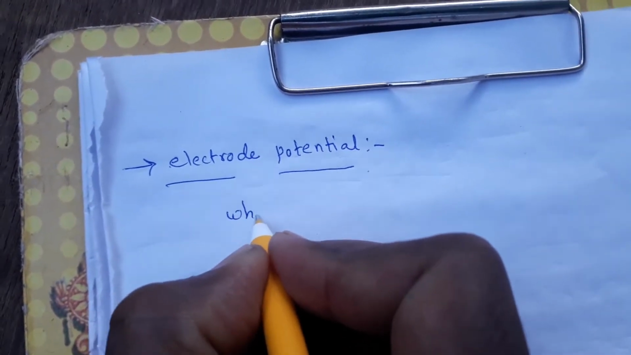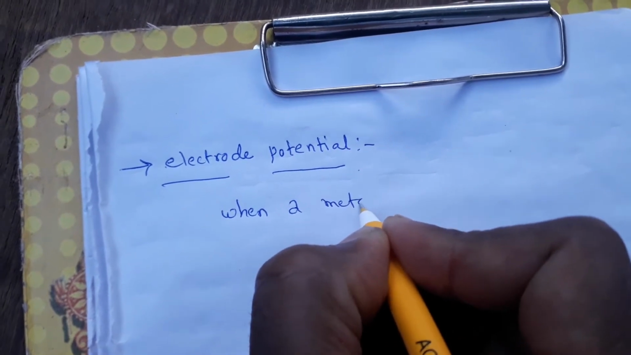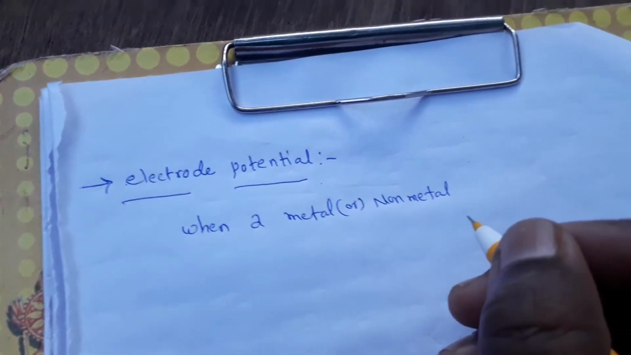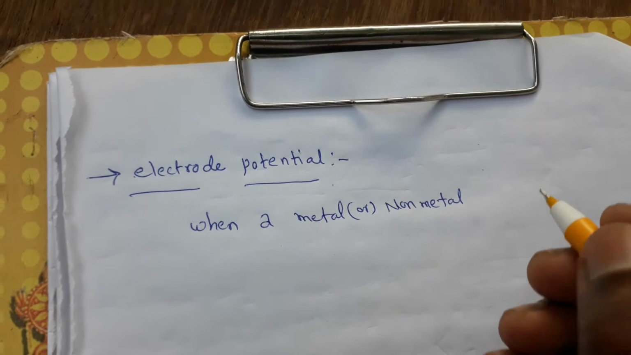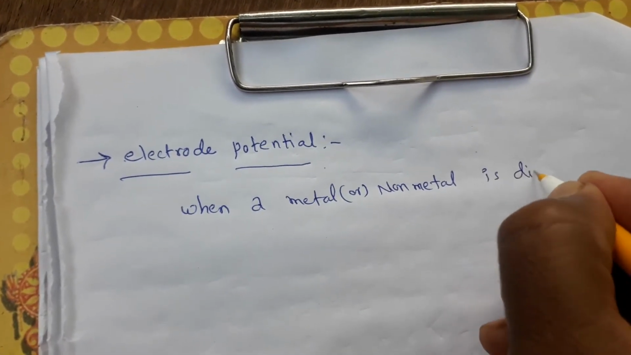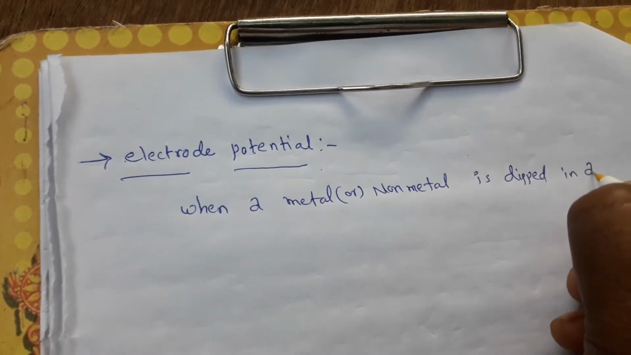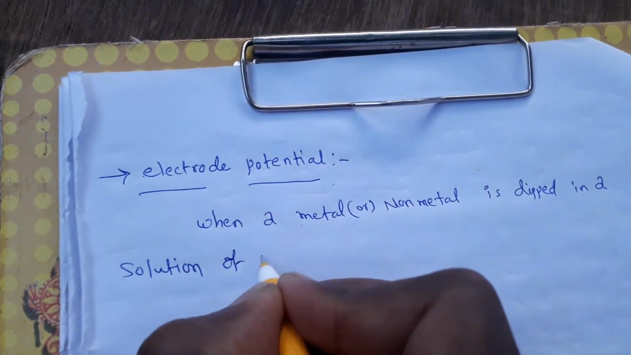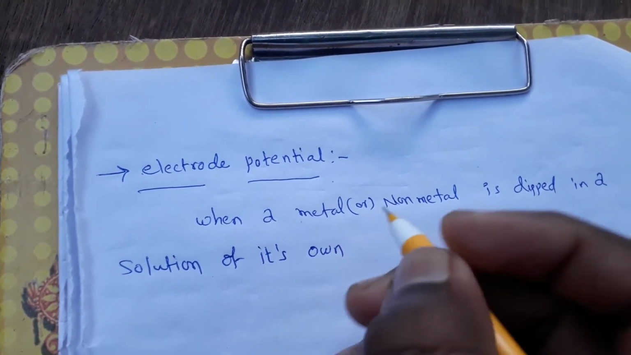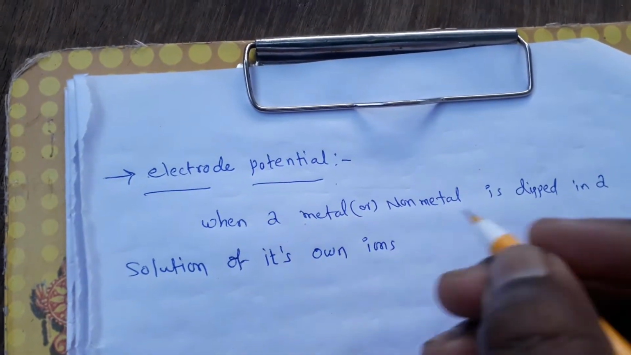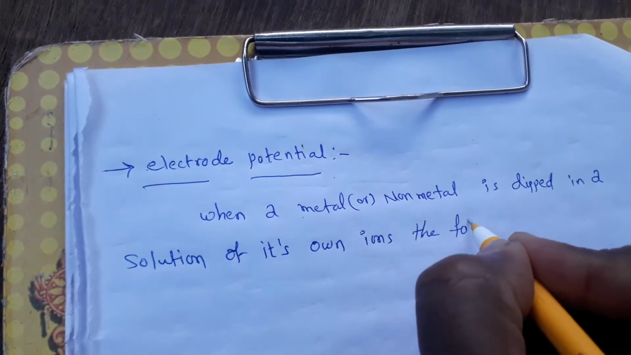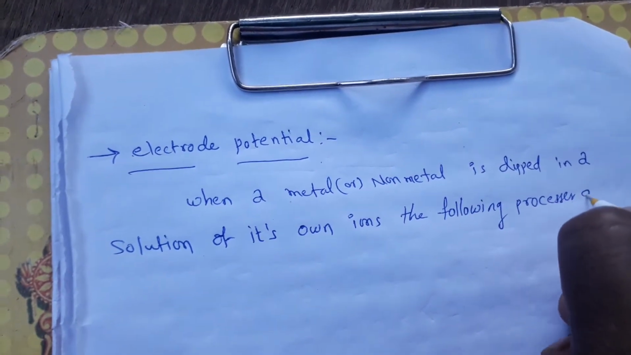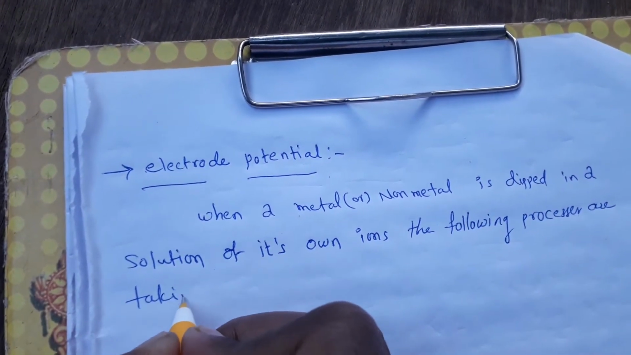So when a metal, or you can take non-metals, sometimes non-metals also work as electrodes, is dipped in a solution of its own ions, the following processes take place.